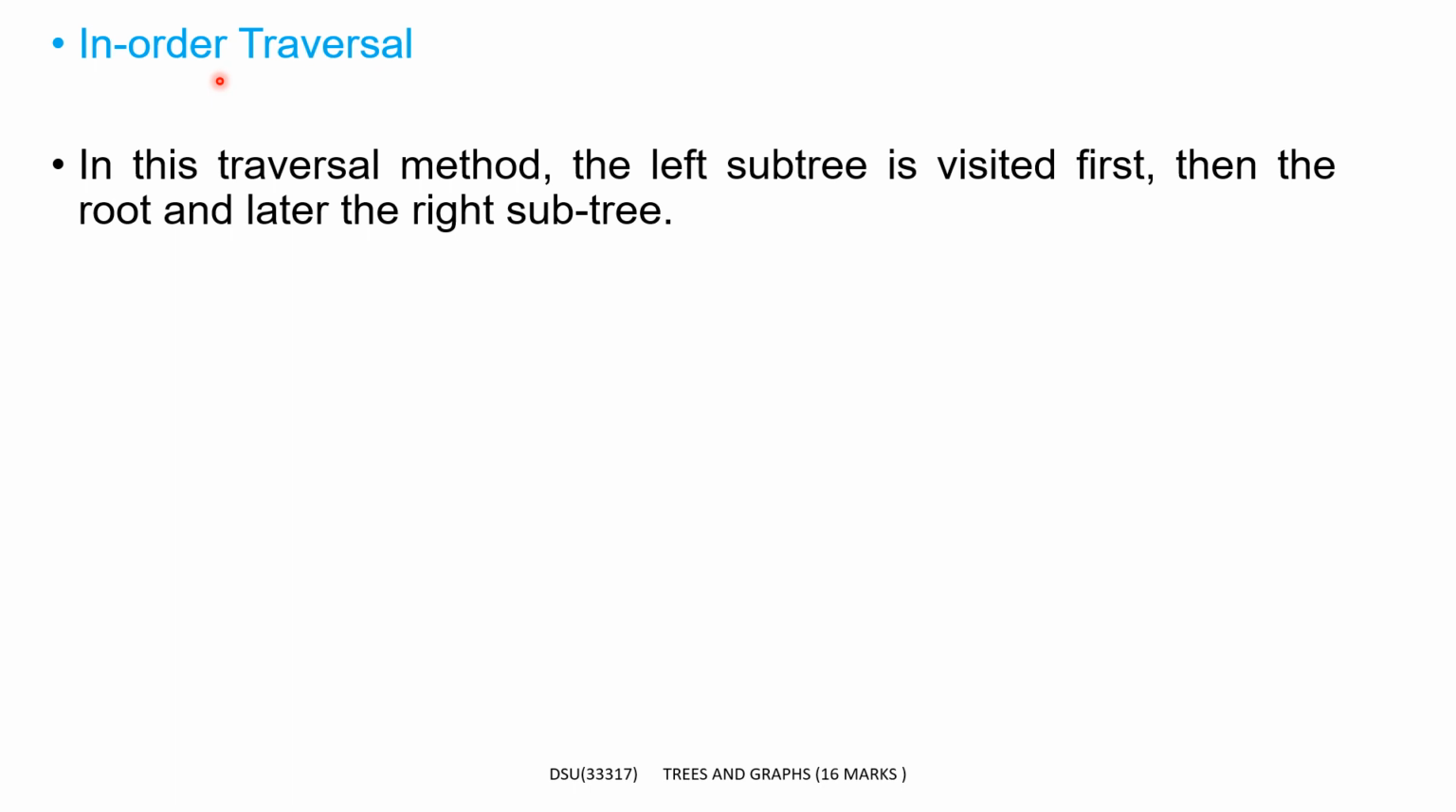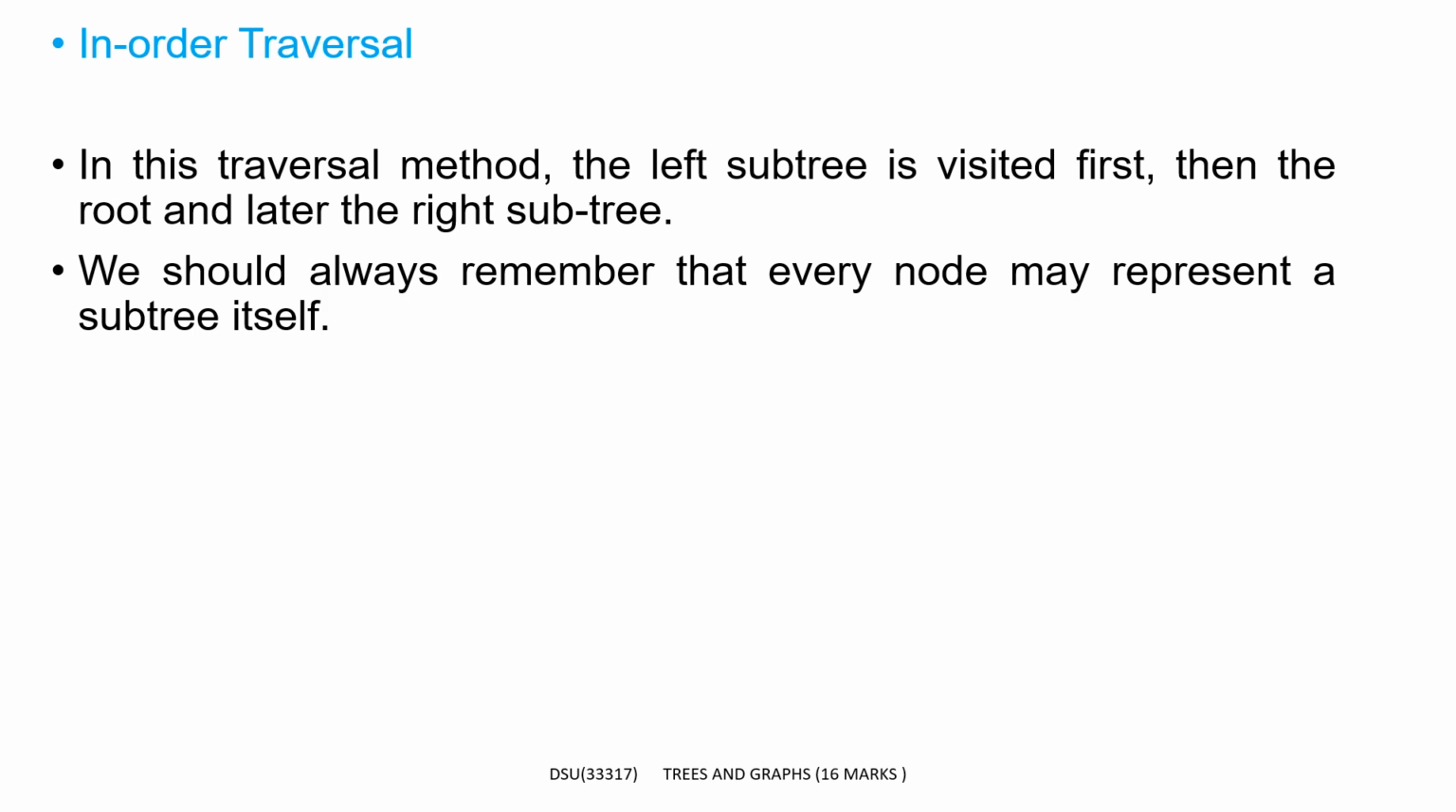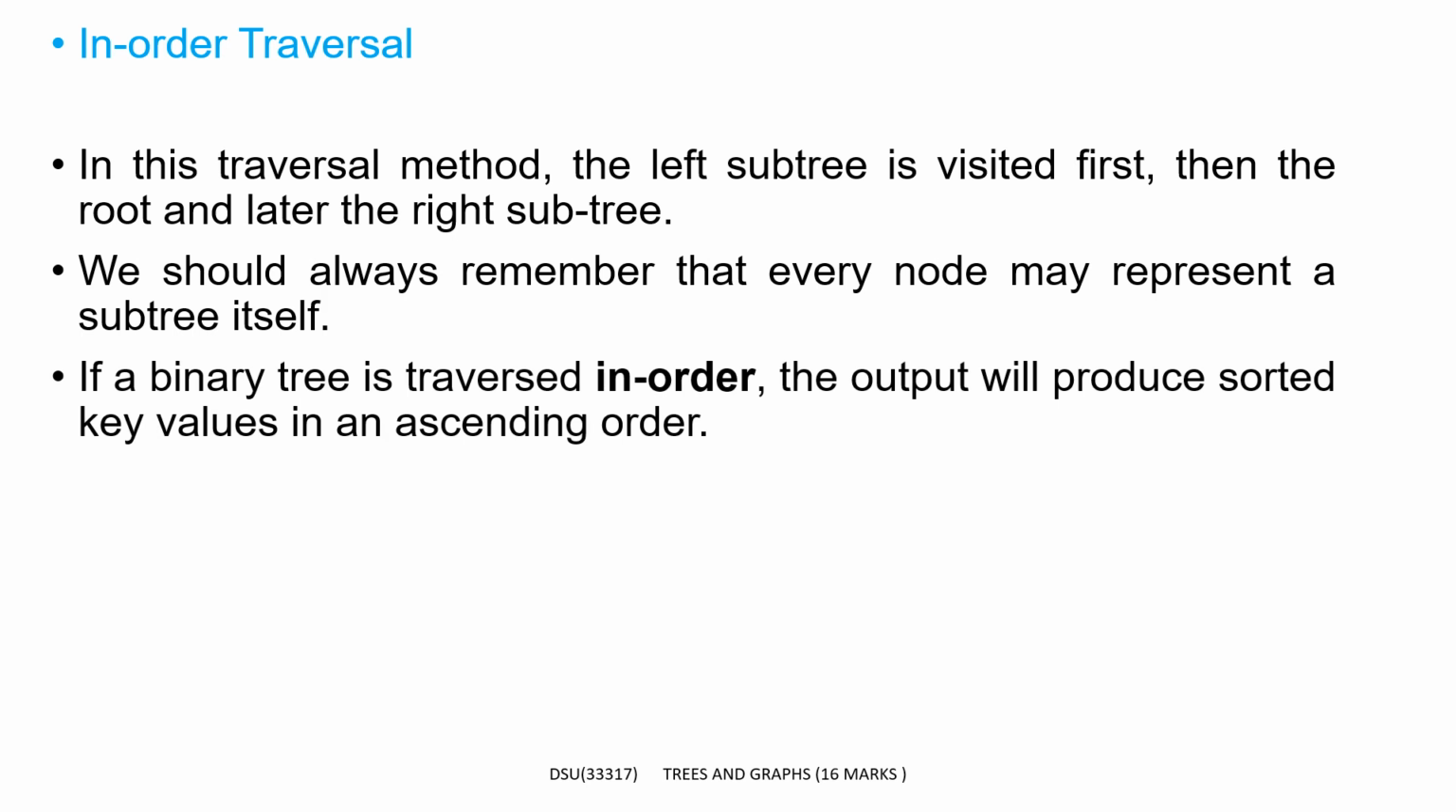In the infix expression, the operator is between the operands. Similarly, the root is between the left subtree and the right subtree. This traversal method is: left subtree, then root, then right. We should always remember that every node may represent a subtree itself. If a binary tree is traversed in order, the output will produce sorted key values in ascending order.